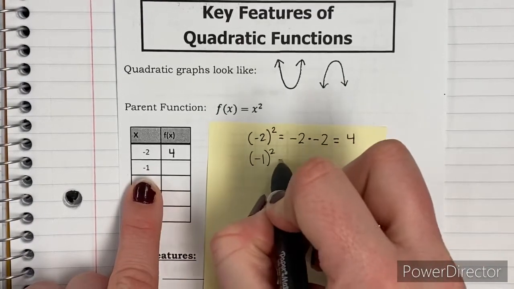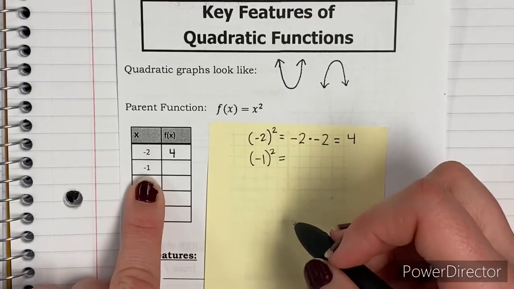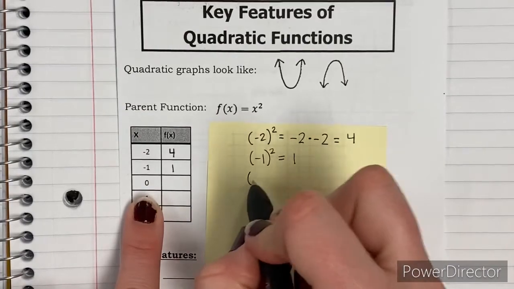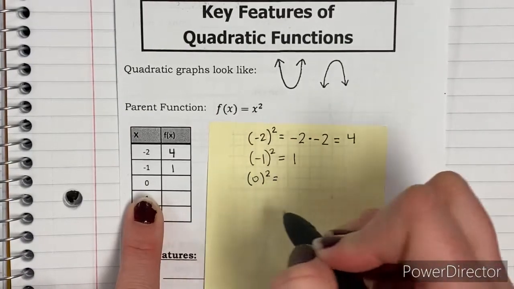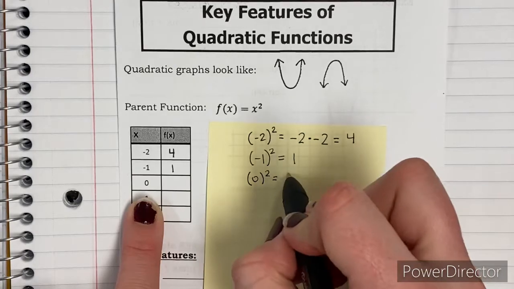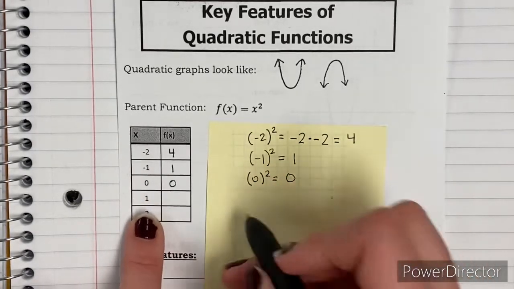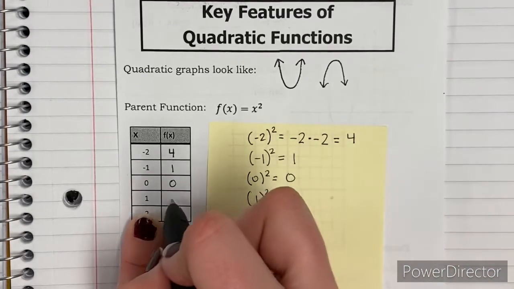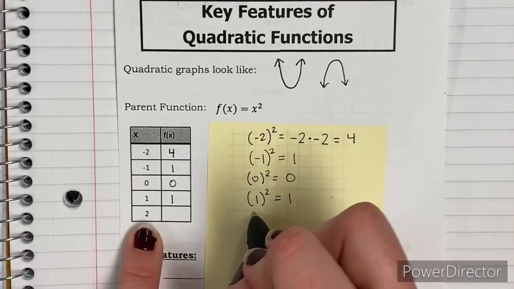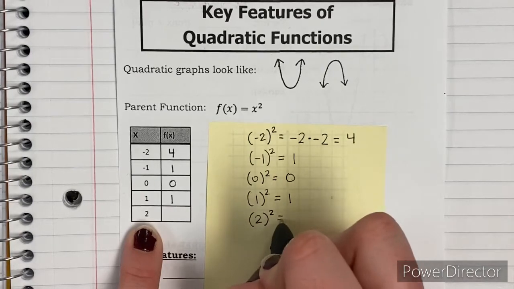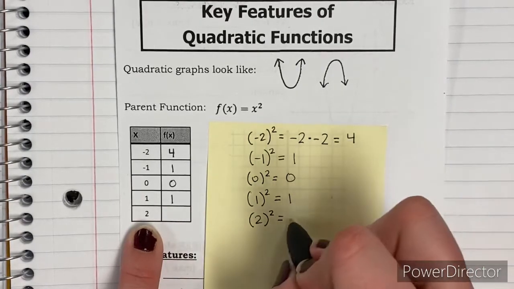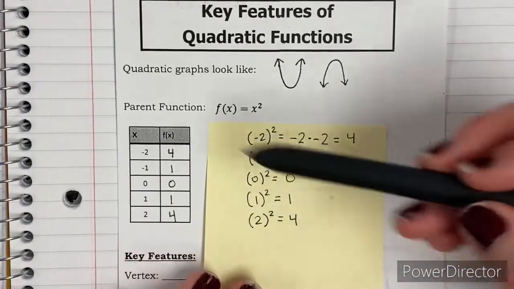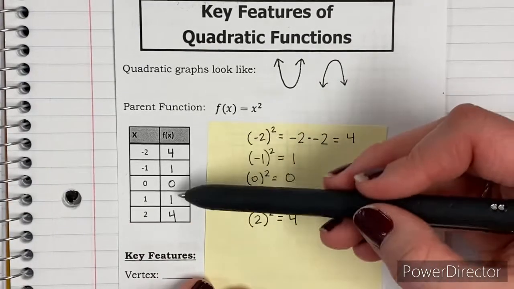So I've got -1 squared. That's the same as -1 times -1, which is +1. Okay? Keep on moving. The next one is 0 squared. That's the same as 0 times 0, which is 0. Next is 1 squared. That's the same as 1 times 1, which is just 1. And then the last one is 2 squared. So that's going to be 2 times 2, which is 4. And there we go. So here's the math behind the XY table. This is the math behind these Y values.